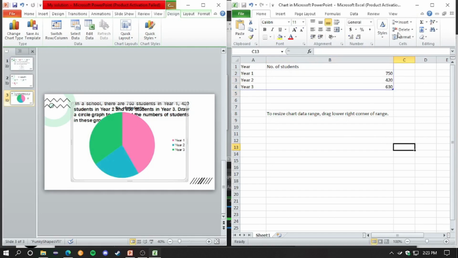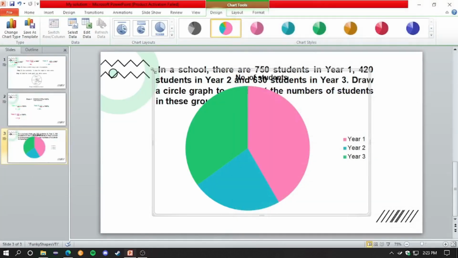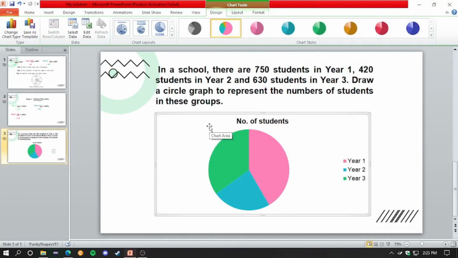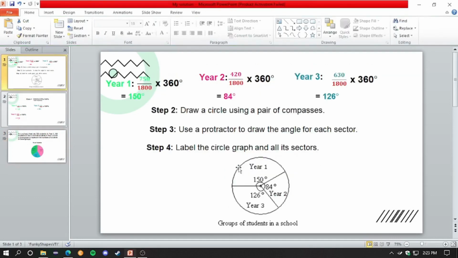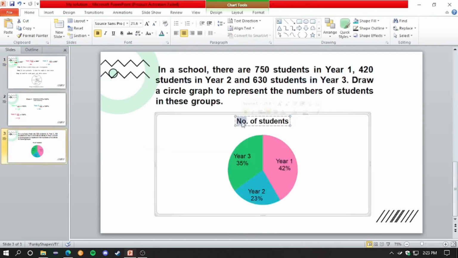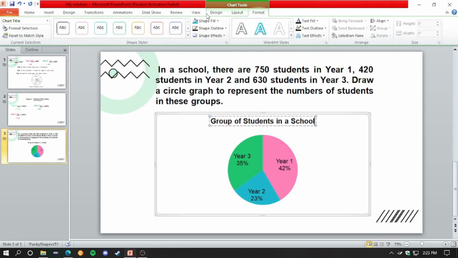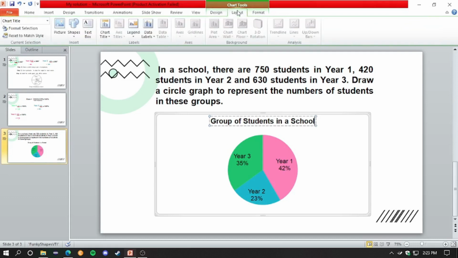As you can see, we already have our pie chart. So, let's format it. I was told by my grade 10 teacher, Sir Jovi Arias, that when you are making a chart, you must have a title, a legend, and lastly the label. So, we already have a label, and let's have a title. Group of students in a school. Then put the legend.